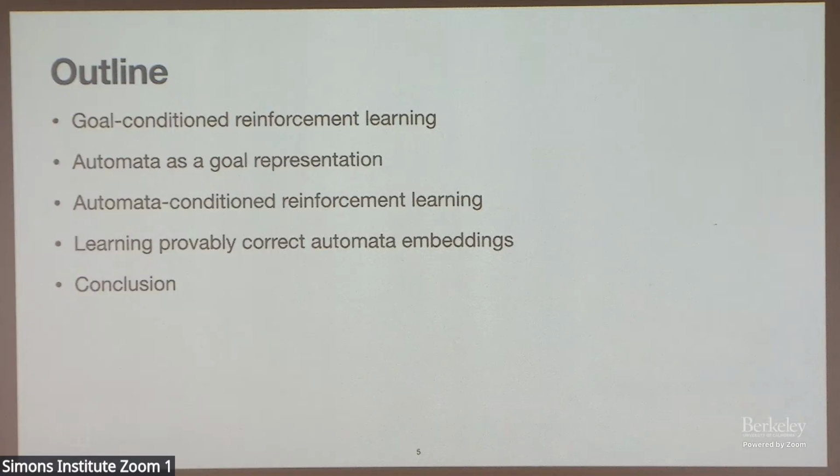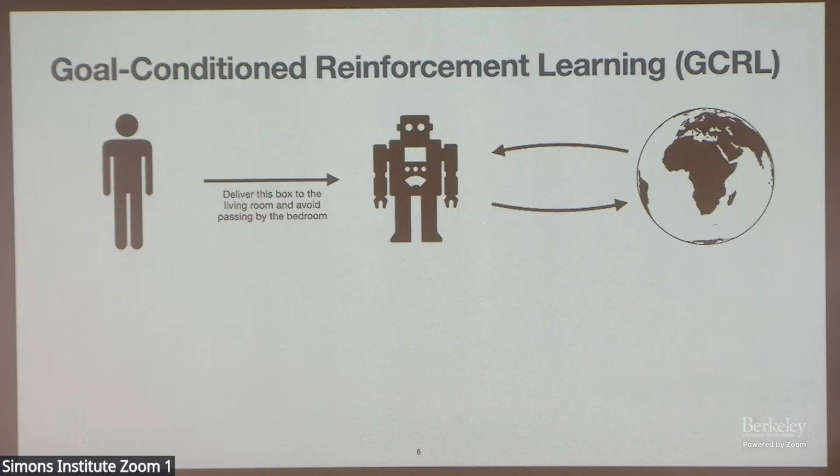So I'll first start with goal-conditioned reinforcement learning, just to set the stage. And then I'll talk about automata as a goal representation. And I'll give the precise definition of the automata-conditioned reinforcement learning problem and its PAC learnability. And then we'll talk about learning provably correct automata embeddings and how we even think about provable correctness in this setting. And then I'll conclude.